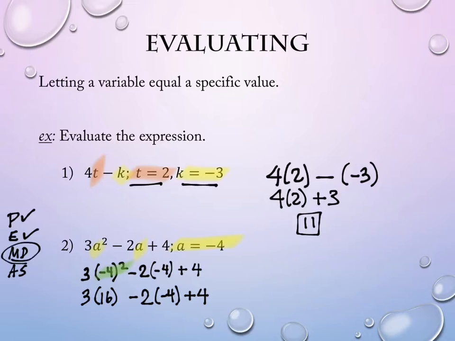At this point, we're ready to do our multiplication and division. What is 3 times 16? 48. And then I've got negative 2 times negative 4. That's 8. And then I have my plus 4. There was no division, so that step's done. Then we would do addition. What did you get? 60. That's probably right. That looks right. I don't have answers written down. Is that okay? Cool.